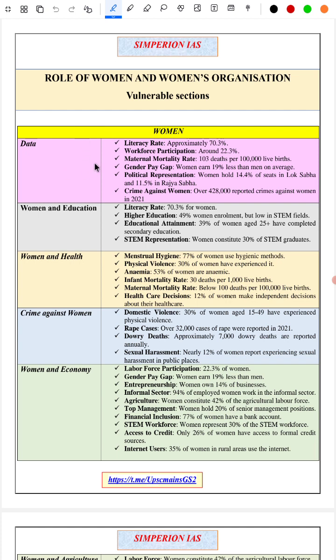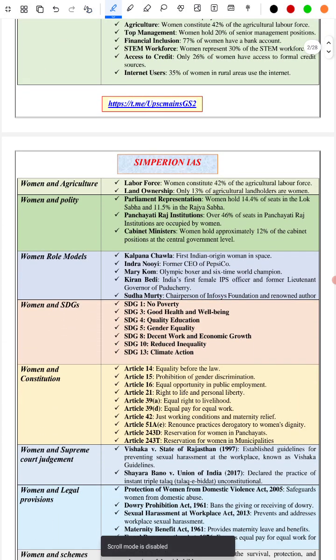Let's start. Initially, we are given a few data related to women: the general data, the literacy rate, workforce participation, maternal mortality, gender pay gap, political representation, and crime against women. Next, we are given women and education, the data related only to women and education. Next, women and health, crime against women, women and economy. Next, we have covered women and agriculture, women and polity.